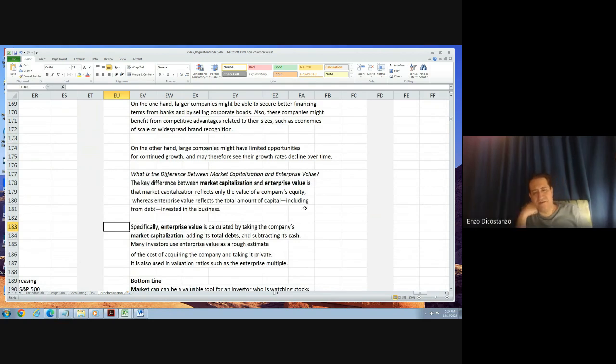It says it's calculated by taking the company's market capitalization, adding the debt, and then subtracting cash. Yeah, I mean that's logical. Many investors use enterprise value as a rough estimate of the cost of acquiring a company and taking it private. Okay, that's really what that is. And you have to be careful, especially with what we're dealing with, banks and acquiring banks. Cash is depositor cash. Technically, it's listed as cash on the balance sheet, but you have to be very careful with that reading. Because deposits are for the bank, they're liabilities.